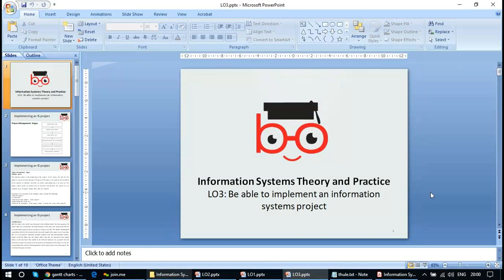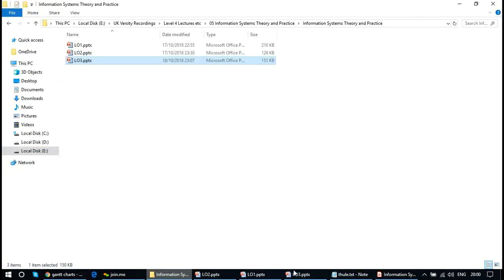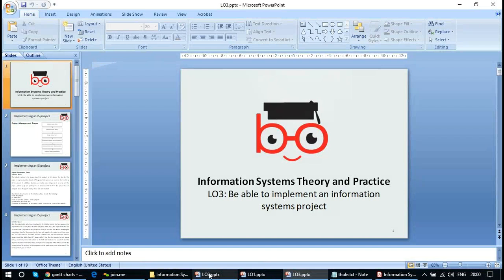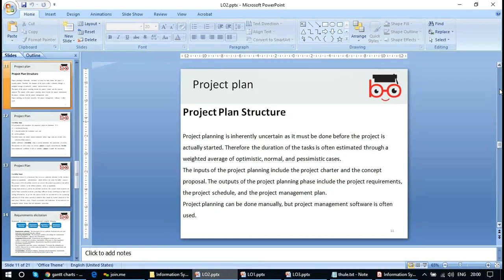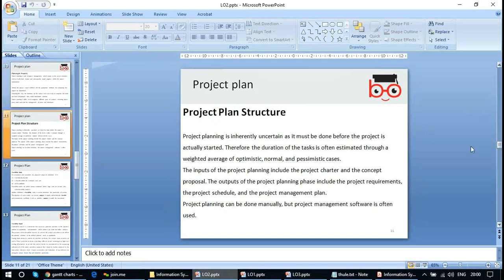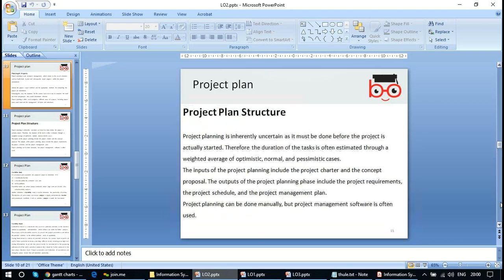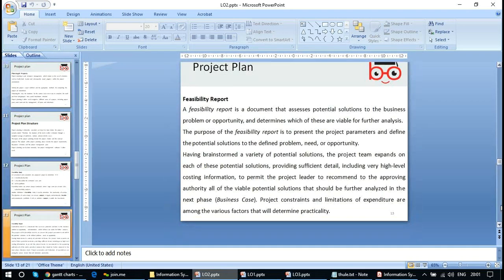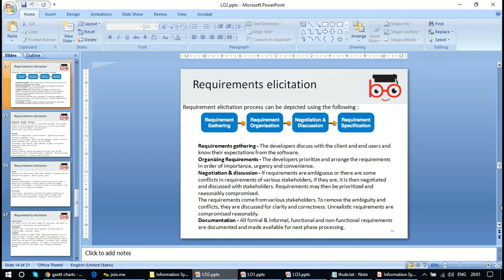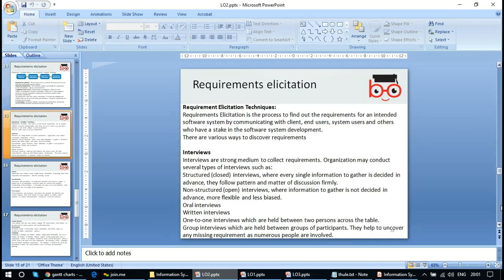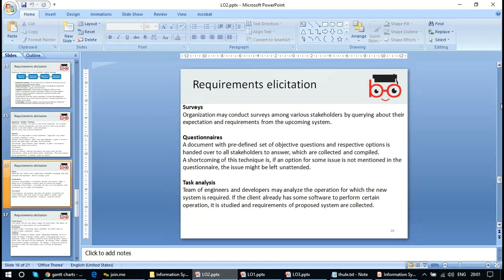Let me see, the next LO has 19 slides. So what we do now is end this session at the project plan, planning IS, planning information system projects. Today we have already done major things, and we only need to discuss the feasibility report and feasibility study, along with the requirement elicitation. So we will discuss that in the next class.